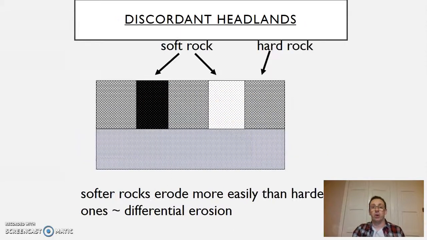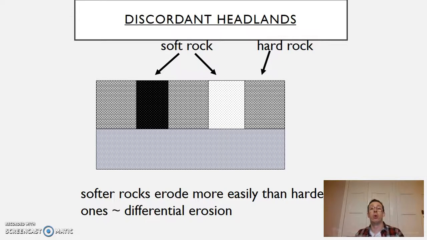Now the other one we've got is discordant headlands and bays, and this is where, as I say, the rocks are perpendicular to the shore, and it's going to be hard rock, soft rock, hard rock, soft rock, or a variation of that. The point being we've got soft rock sandwiched between two bits of hard rock. Now those soft rocks, by virtue of being softer, are going to erode much more quickly than the hard rock.